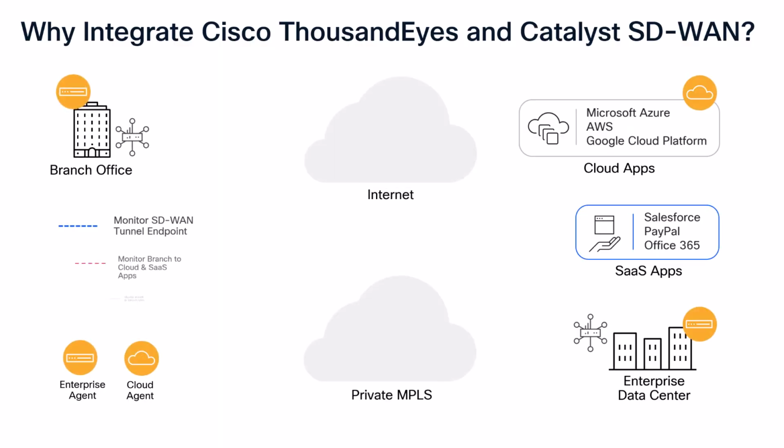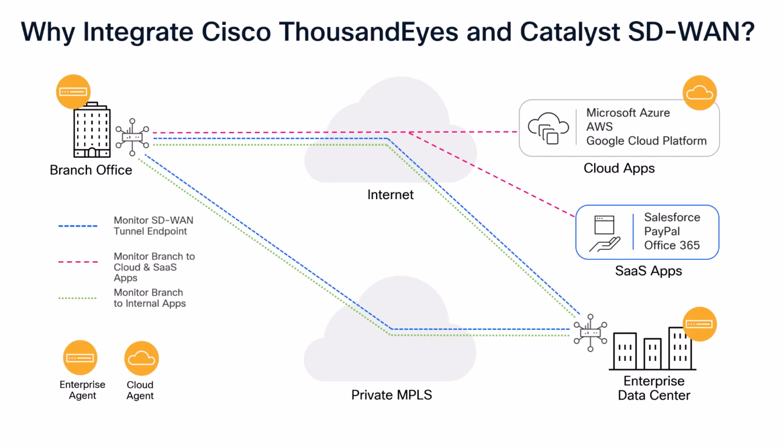Installing Cisco ThousandEyes agents at branch locations significantly enhances visibility across your WAN environment. This integration allows you to monitor SD-WAN endpoints for performance and availability and evaluate the performance of cloud and SaaS applications from the branch perspective. It also enables you to analyze connectivity between branch sites and internal applications hosted in the data center.